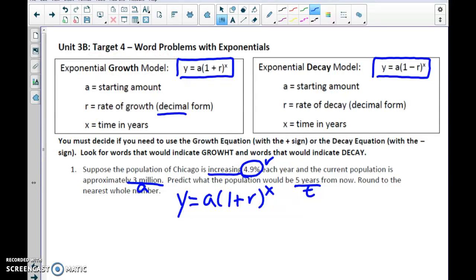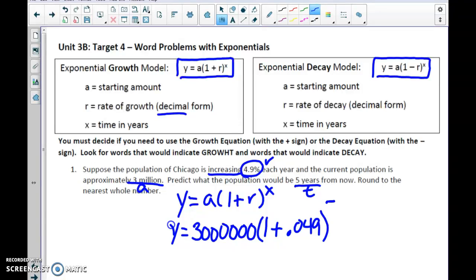Okay, so the equation that I'm going to write down is y equals, my A is approximately 3 million, so 3 million times 1 plus, my rate has to be a decimal, so 4.9 is going to be 0.049. And then I need to raise that to the 5th year. You can just type that whole thing on your calculator. Be careful to use parentheses. Be careful to write down the right decimal and raise it to the correct number. Don't multiply it by 5.